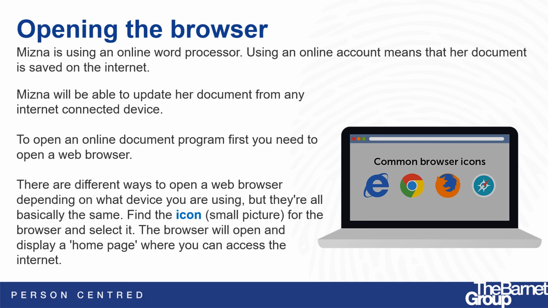To open an online document program, first you need to open a web browser. There are different ways to open a web browser, depending on what device you are using, but they're all basically the same. Find the icon, which is the small picture, for the browser and select it. The browser will open and display a home page, where you can access the internet.